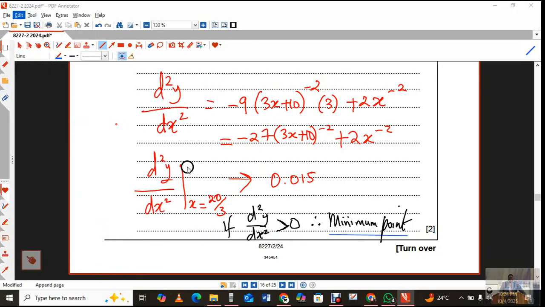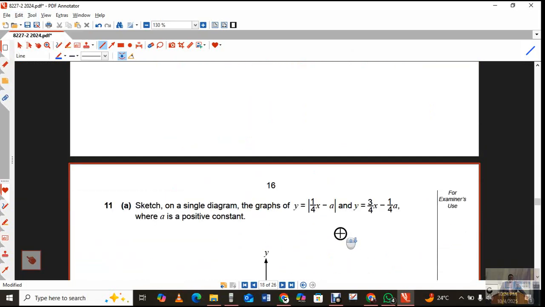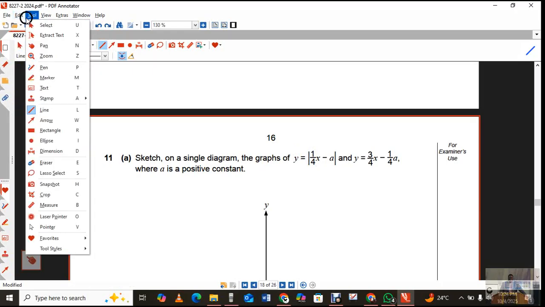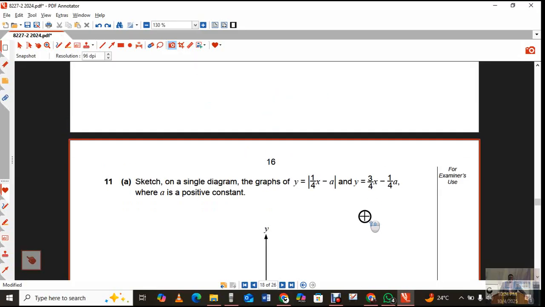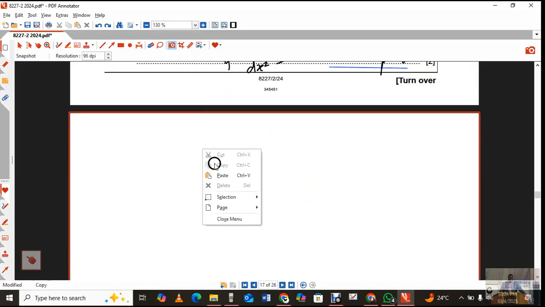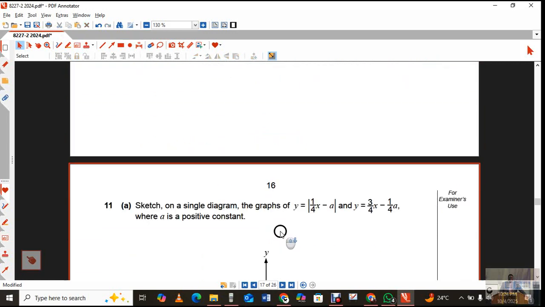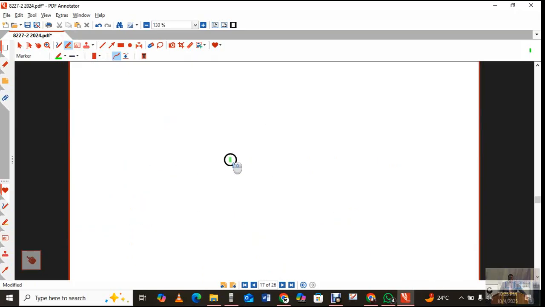We are supposed to sketch this one. So I just want to take a snapshot of that. Okay. And then also, very important, they are saying where A is a positive constant. So A is a positive constant.